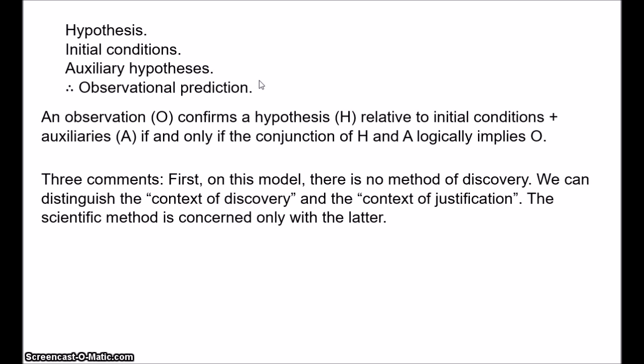For the naive inductivist, science is algorithmic and robotic. There is a method for discovery. You make various observations and you draw inductive generalizations on the basis of those observations. This is a prescription for the generation of hypotheses. In contrast, the hypothetico-deductive model denies that there is any method of discovery. Scientists are allowed to come up with hypotheses by any means they like.